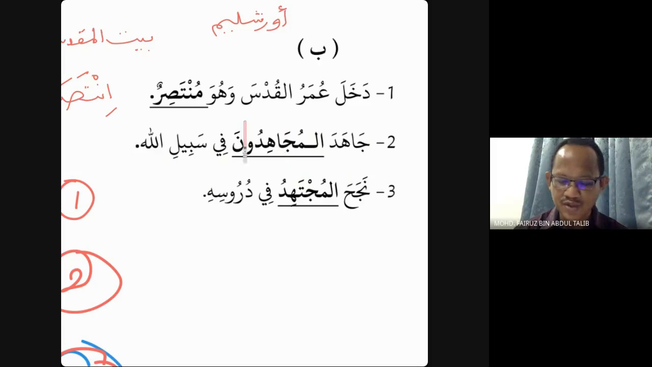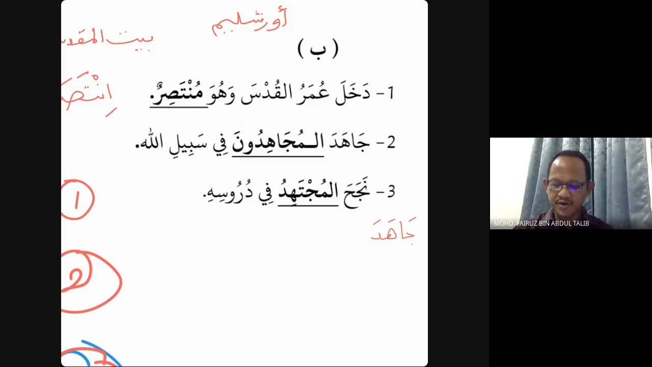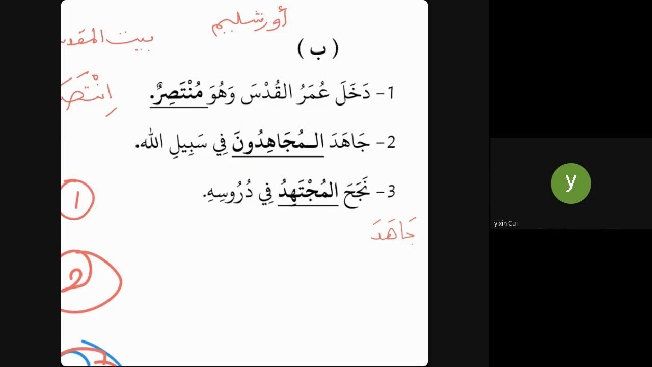What is the meaning of mujahidun? Of course, we have heard this word, mujahid. But we want to know what this word is. This word, mujahid, is an isim fa'il. It comes from the fi'il jahada. Now we want to change this to isim fa'il. What are the steps? What was step 1 just now?